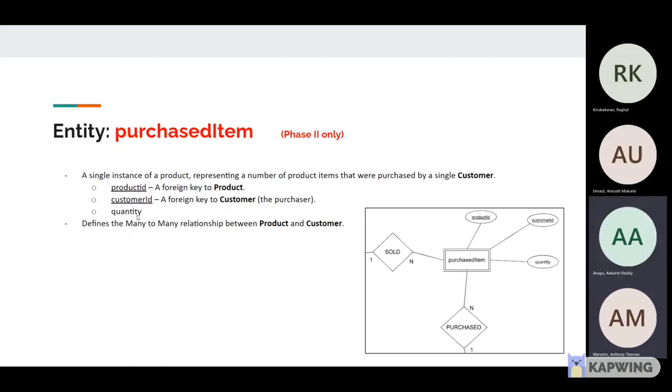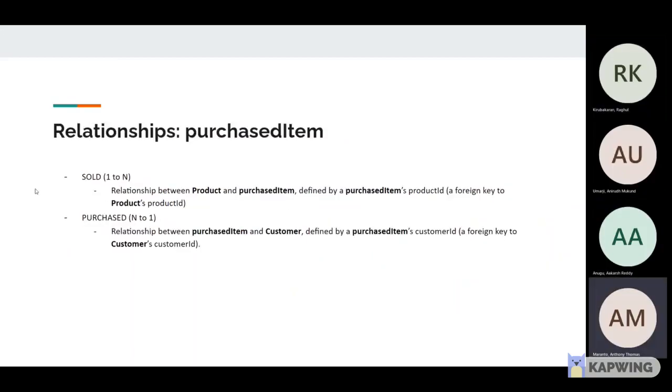This, of course, means that you should only have one instance of these with any one product ID and customer ID. So like I mentioned, the relationships in purchased item, it's a bridge entity.